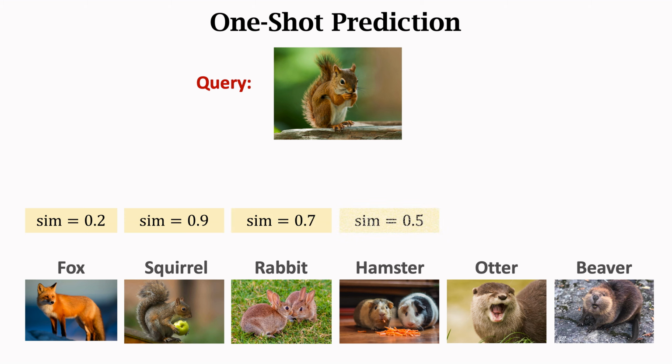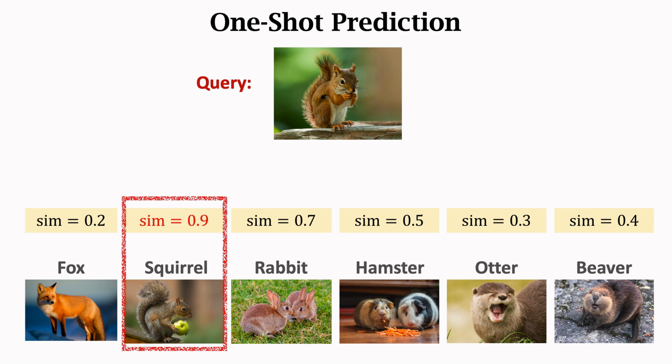Do the same to find all the similarity scores. Then identify the largest among the similarity scores. We found the query most similar to squirrel. The similarity score is 0.9. So we predict that the query is a squirrel.